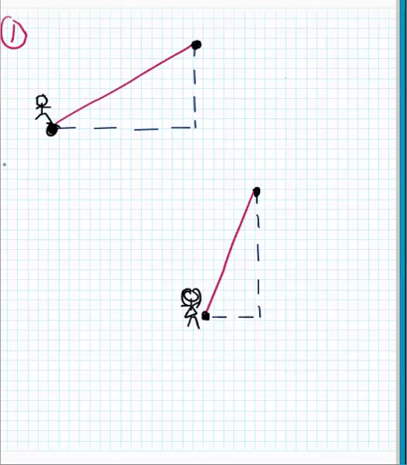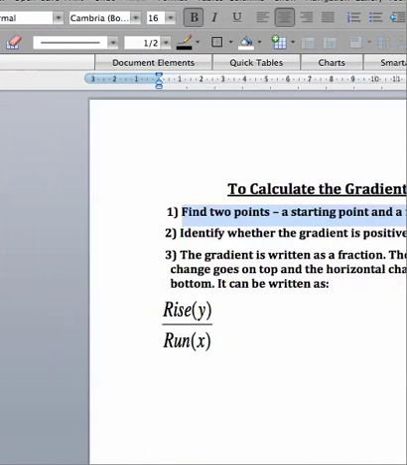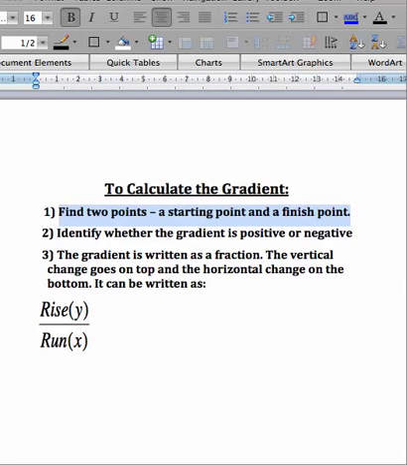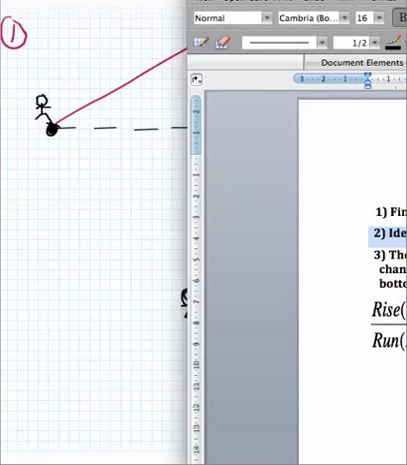Now the second step is to identify whether the gradient is positive or negative. This is something that a lot of students get stuck on at first, because it can be tricky. So I'll show you a way that should make sense and will help you to avoid getting stuck on it.